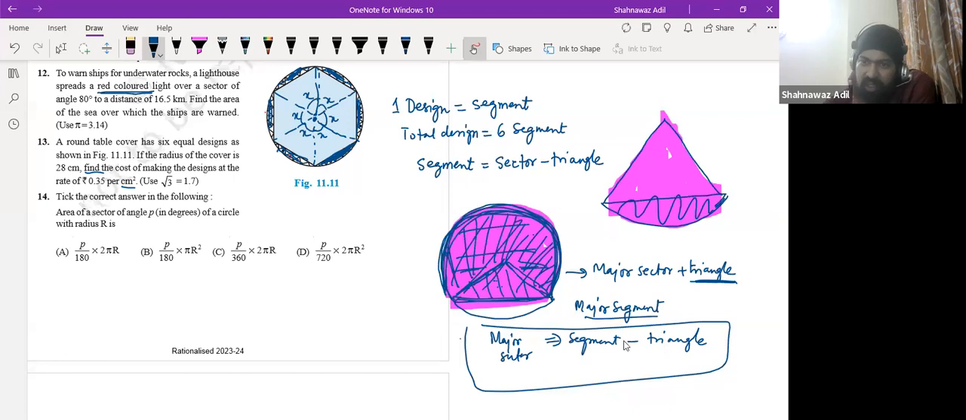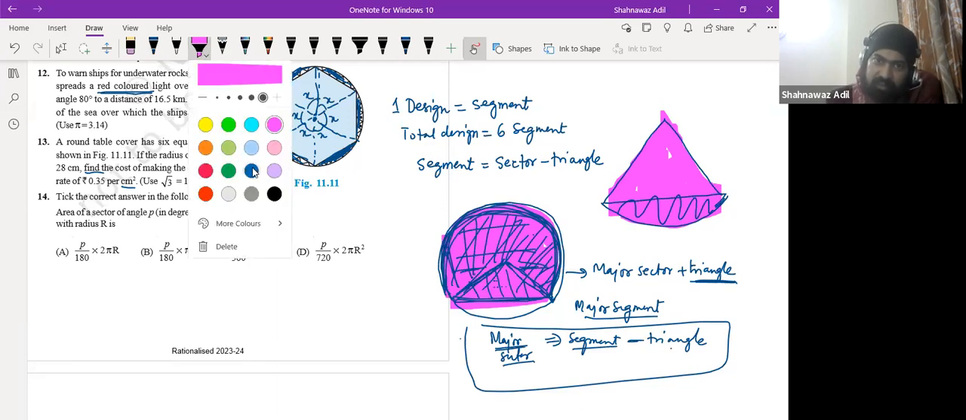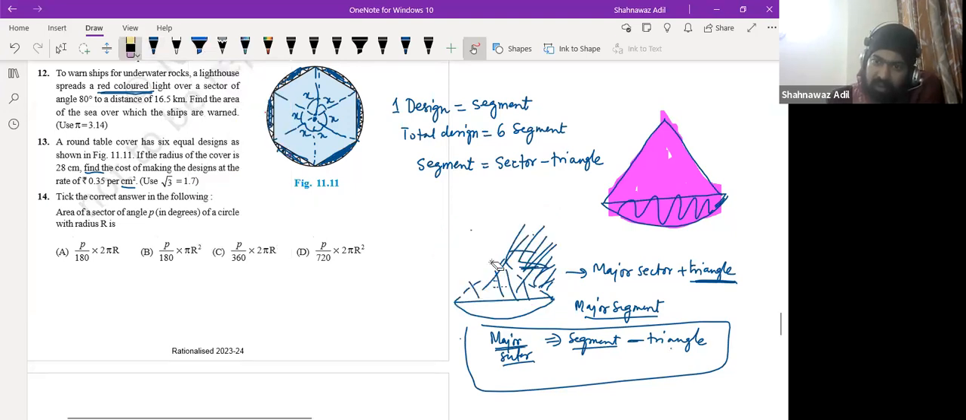So I have said that you want to calculate the major sector. If you want to calculate this major sector, this part, then you remove it from the segment, right? So from segment, if you remove the triangle, then you will get this sector, right? So you will get this sector. Is it fine if you write it like: major sector is equal to major segment minus triangle?